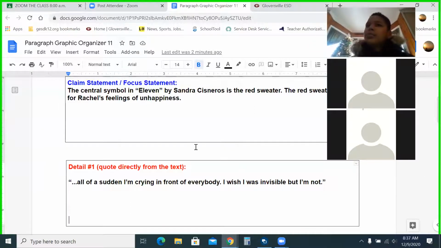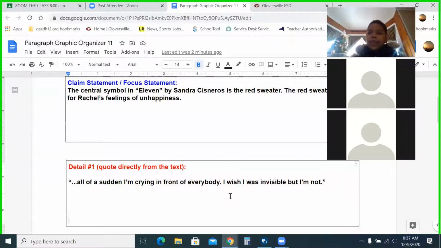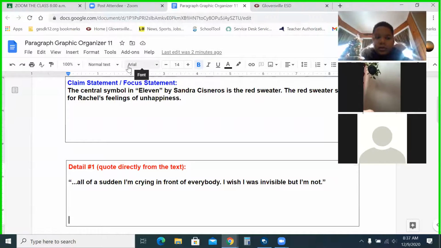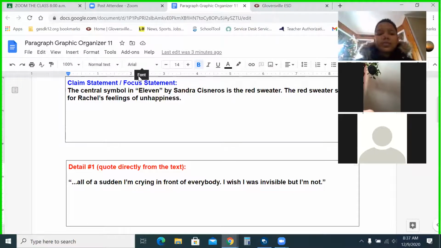The rest of us, we need to think of a sentence that explains how our quote, "I'm crying in front of everybody, I wish I was invisible, but I'm not," explains that the sweater represents her unhappiness. When I said you need to be thinking, I meant think in your own brain right now. You too, Devin. How does that quote explain things?